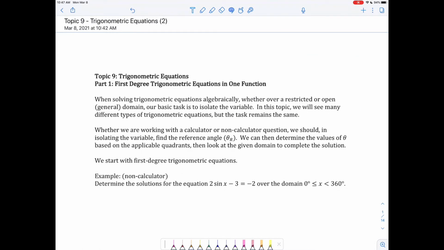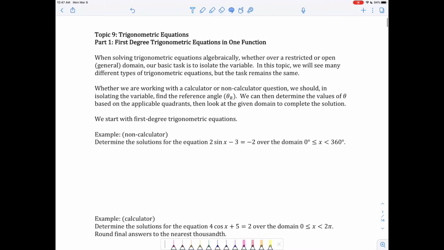There's a ton of ways to do this. Worth noting is that we're going to be encountering some questions for which you have to use a calculator and some questions that can be done without a calculator. But generally speaking, you want to find the reference angle, your theta r, and then use that to find the values of theta, perhaps using the CAST rule in whatever quadrants we need.